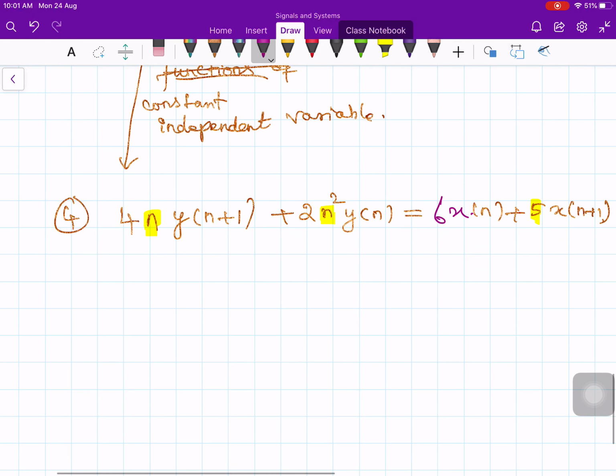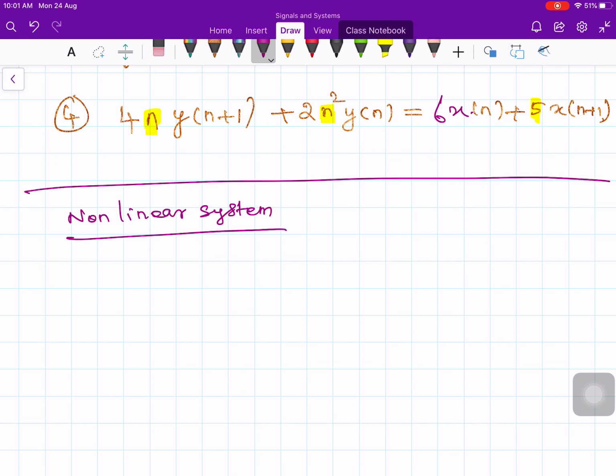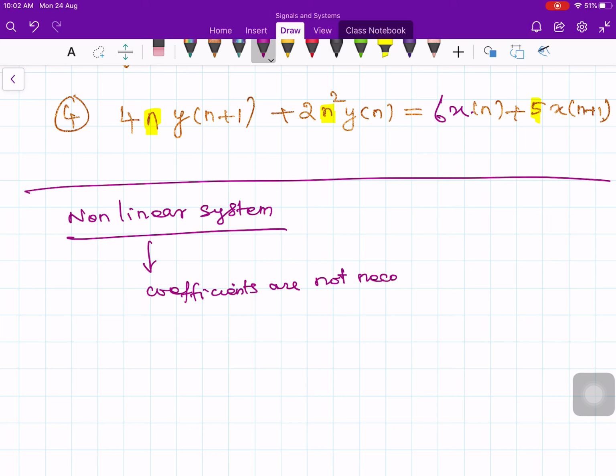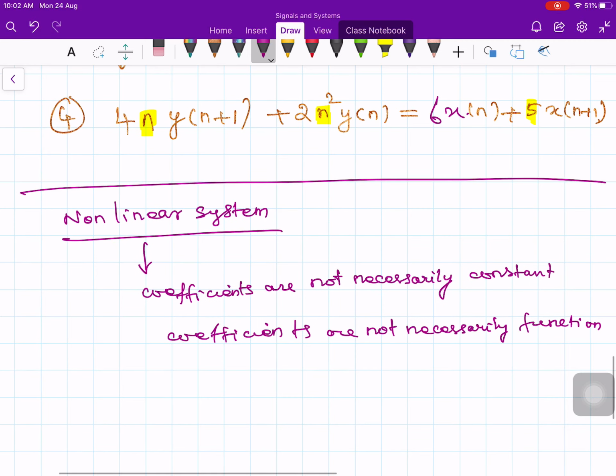Now let us talk about non-linear systems. The system which does not satisfy or disobeys superposition and homogeneity, then you call that system a non-linear system. Okay. So in non-linear systems, the coefficients are not necessarily constant, first point, or coefficients are not necessarily functions of the independent variable. Okay. So that's what we mean by non-linear system.